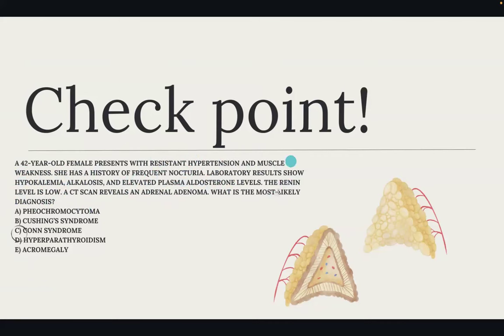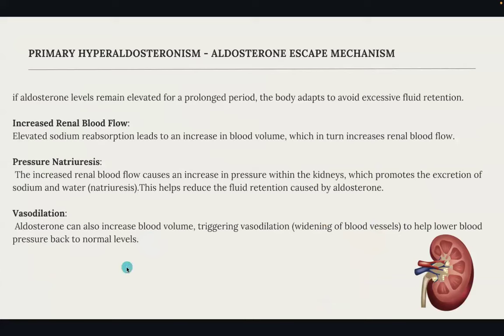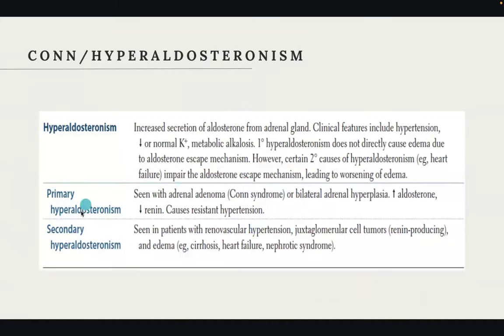Renin is low, which means that, again, my kidney is working fine. It's not a secondary cause. CT scan shows adrenal adenoma. I mean, they already told us this is an easy question. What is the most likely diagnosis? Conn syndrome. Again, I just want to reiterate, I didn't mention it, but Conn syndrome is when it's primary.